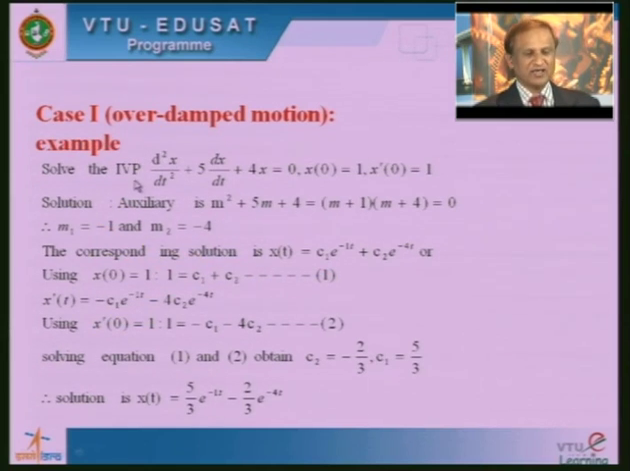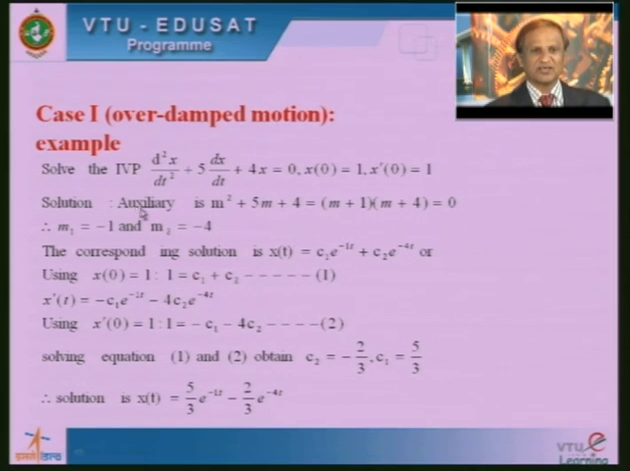So, solve an initial value problem: d square x upon dt square plus 5 times dx by dt plus 4x is equal to 0. We have introduced one new term, namely 5 into dx by dt. In our earlier examples, this term was not there. Along with this differential equation, they have given initial conditions: x of 0 is equal to 1, x prime of 0 is equal to 1.